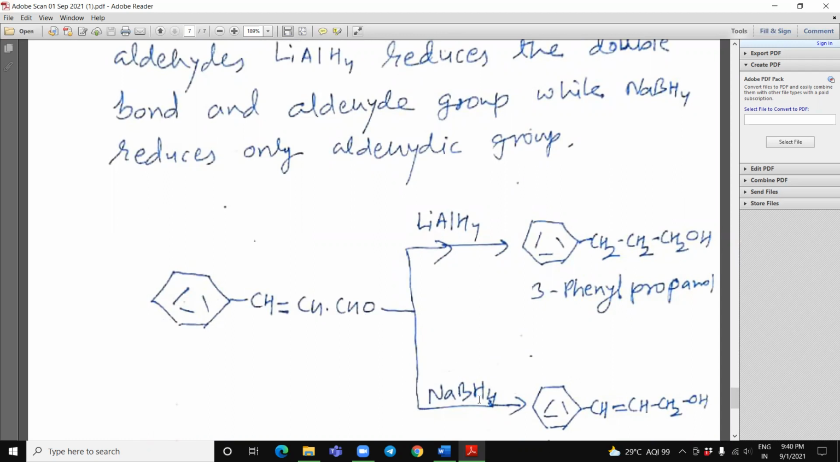Sodium borohydride is very selective. It will only reduce the aldehyde, whereas lithium aluminum hydride will reduce both the groups, unsaturated group and aldehyde group. So this is called the selective reagent.